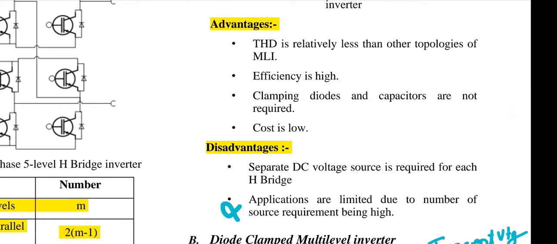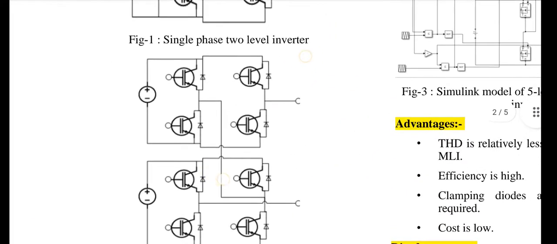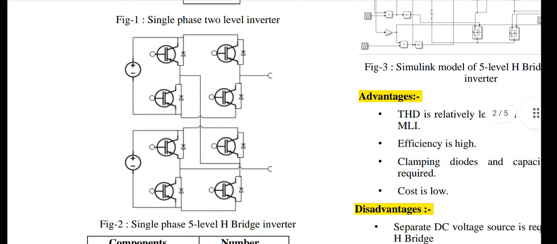And these are some disadvantages, means a separate DC voltage source is required for each H-bridge. Then applications are limited due to the high number of sources required. Number of sources means at the input it requires a number of sources.